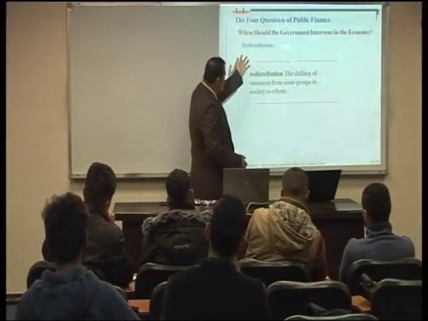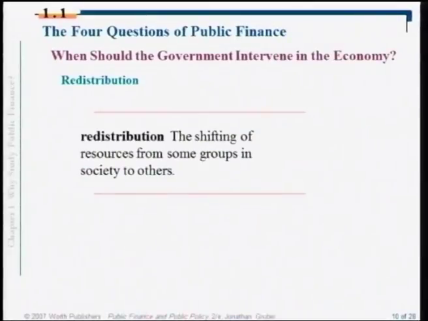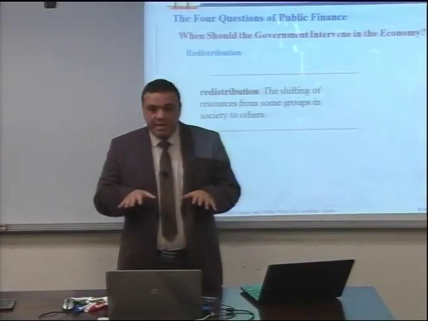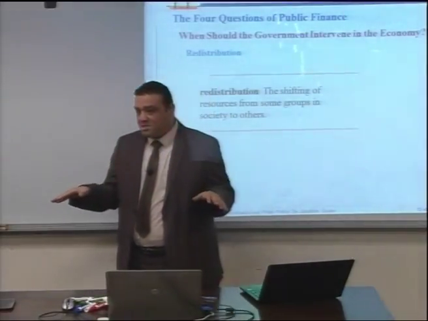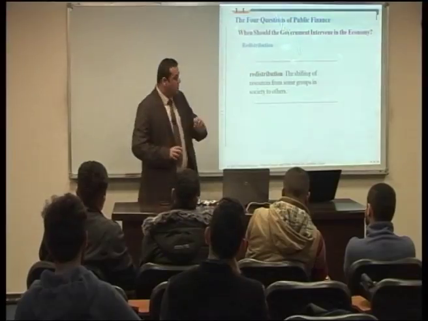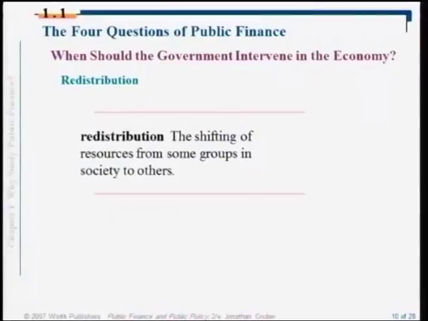Okay? Where should the government intervene? Redistribution of income. The government sometimes decides to reallocate income to reach equality or equity in the distribution of income. So it can take or shift resources from some groups to other groups to reach equity in the distribution of income. This is one of the main justifications for government intervention. Okay?